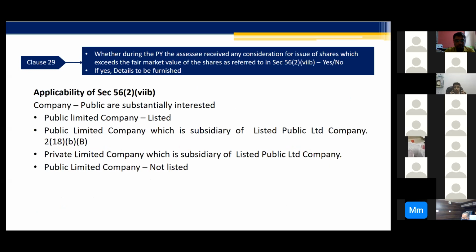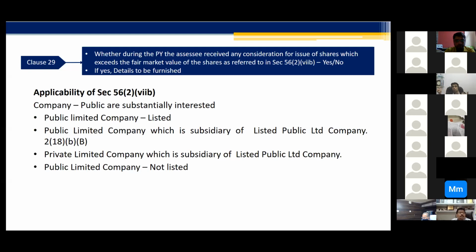Clause 29 requires the auditor to report under section 56(2)(viib). Now 56(2)(viib) states: when during the previous year the assessee received any consideration for shares which exceeds the fair market value of shares as referred to in section 56(2)(viib), you have to state yes or no. If yes, details to be furnished. Now just reporting yes or no sounds like a very small job.